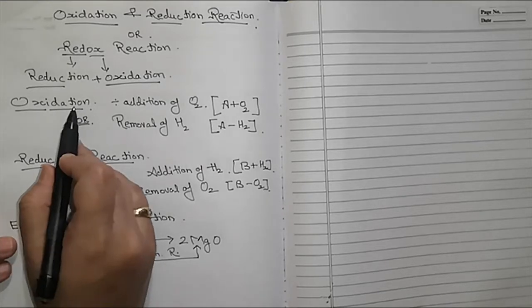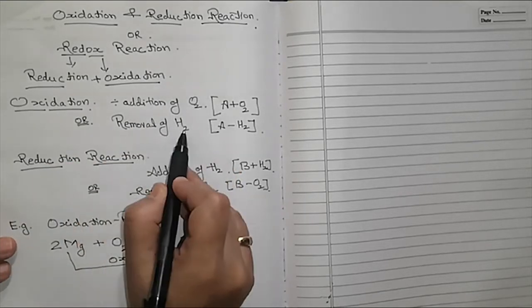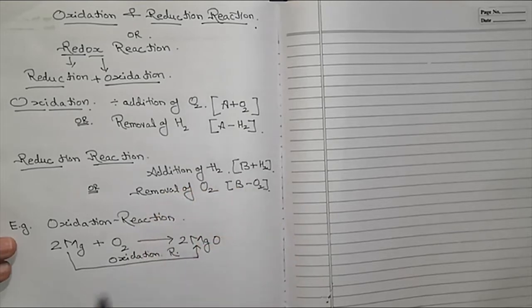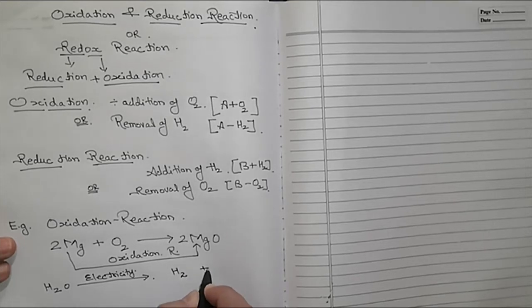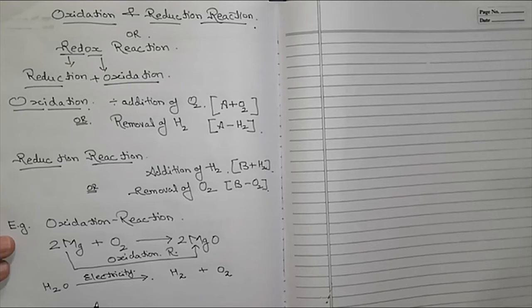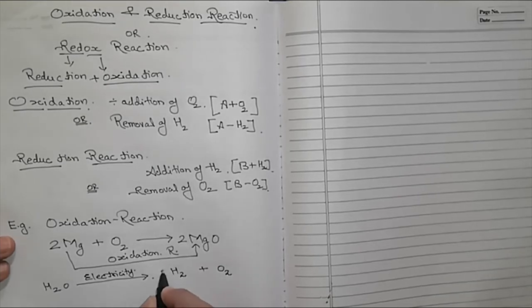Now let's take the second example where the hydrogen is lost. Oxidation is addition of oxygen or removal of hydrogen. So let's do the removal of hydrogen. Example of removal of hydrogen: H2O, water. When electricity is passed in water, what happened? Hydrogen gas is released as well as oxygen gas at the two electrodes, cathode and anode. Let's balance the equation now.